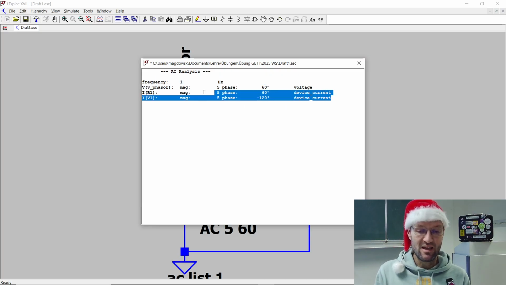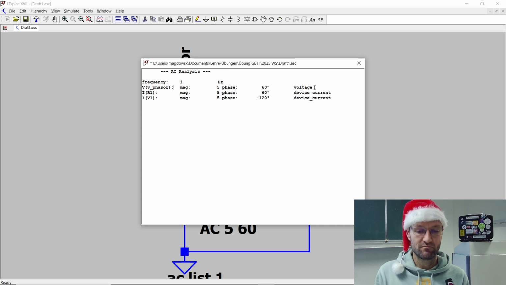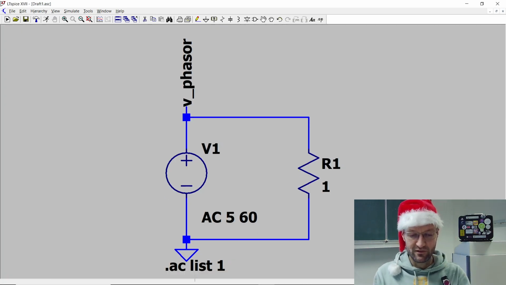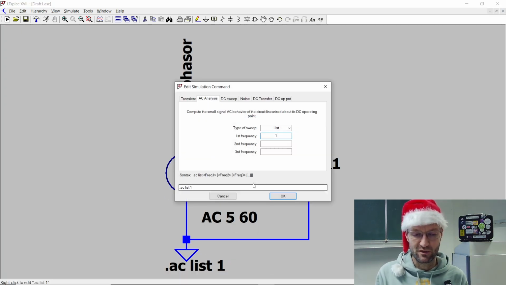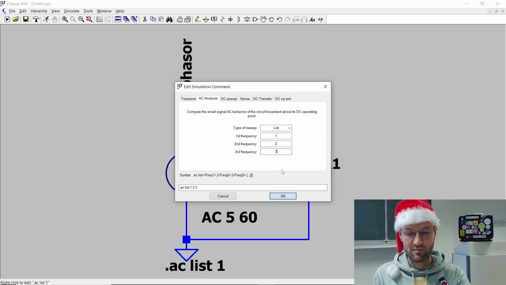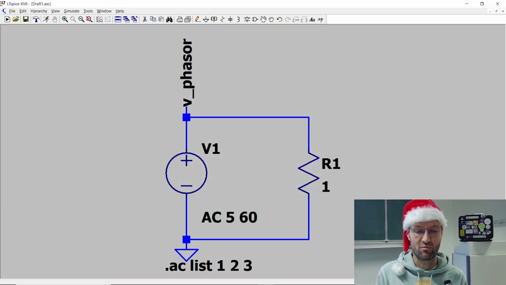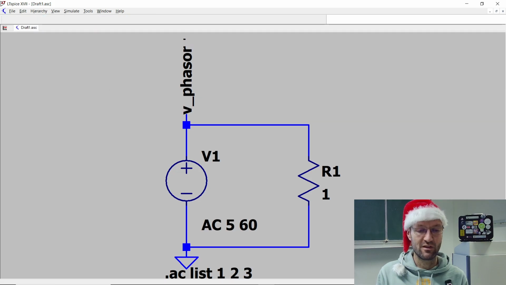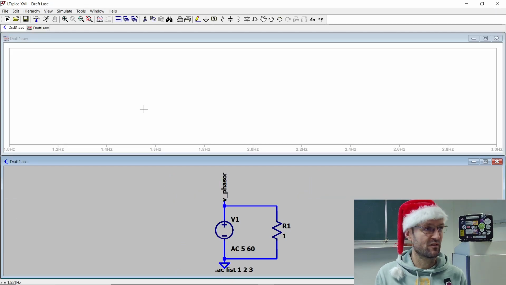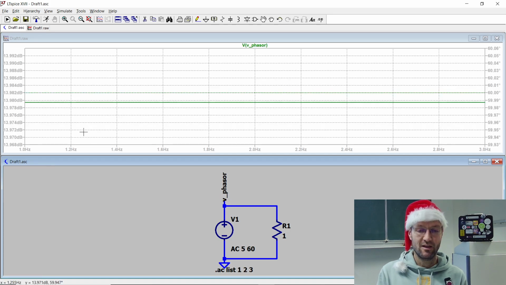Okay, what we would like to have is this as real part and imaginary part. Unfortunately, there's no way to do this here, but we can do a cheap trick. The cheap trick is we will not just calculate one frequency, but a second frequency and maybe a third frequency, just 2 and 3 hertz. And now if we do the calculation again, not this table that we have seen before is opening up, but some schematic.